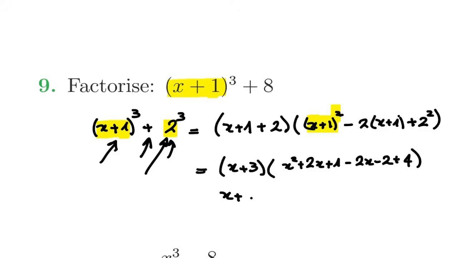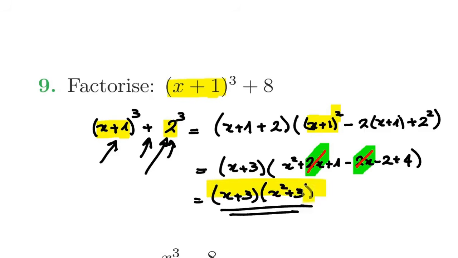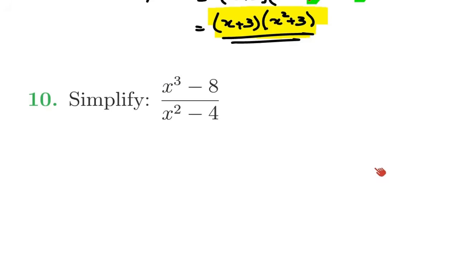X plus 3. Let's tidy it up a bit. X squared. This cancels out with that. 4 plus 1 is 5 minus 2 is 3. X squared plus 3. This is our answer. That was number 9. The 10th question says to simplify.